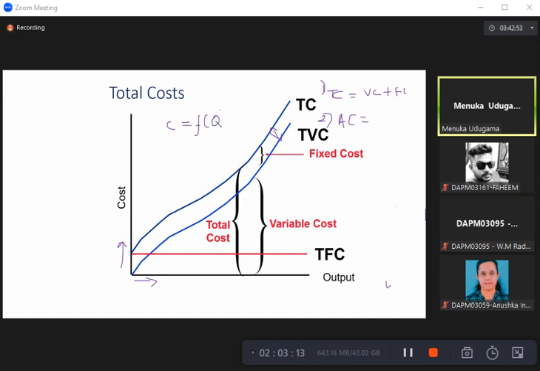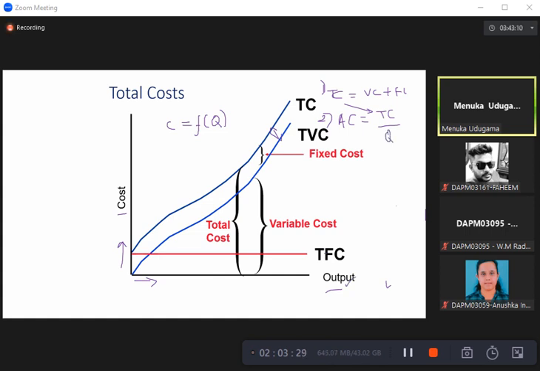And we said that the cost depends on the quantity or the output produced, right? What's the average cost? Average cost is actually the total cost divided by the output.